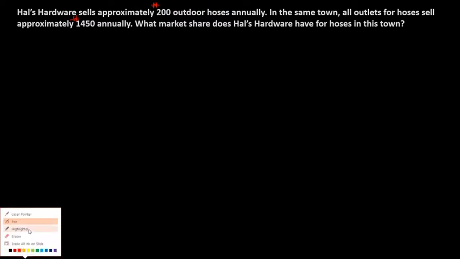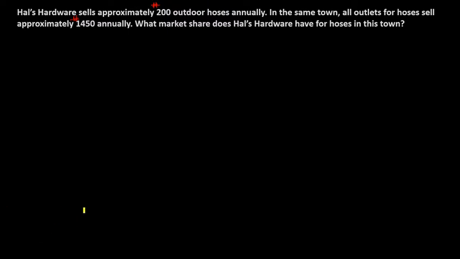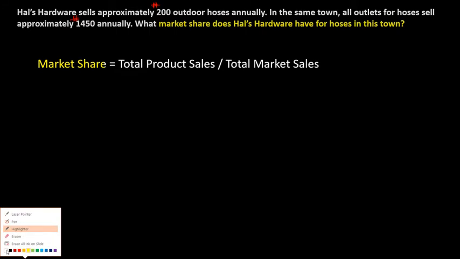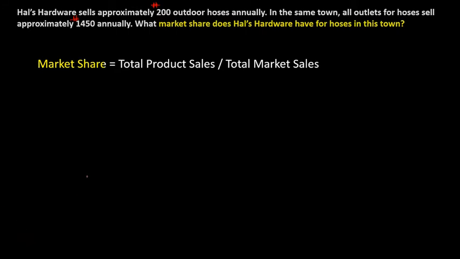I always like to start a problem by highlighting and reminding myself what the goal is. The goal is to figure out the market share for Hal's Hardware for hoses in this town. That's my cue to pull up the market share equation. To find this, I need to take the ratio of product sales to total market sales. When they mention product sales, we're talking about Hal's sales, and total market sales are all the sales that happened, including Hal's.